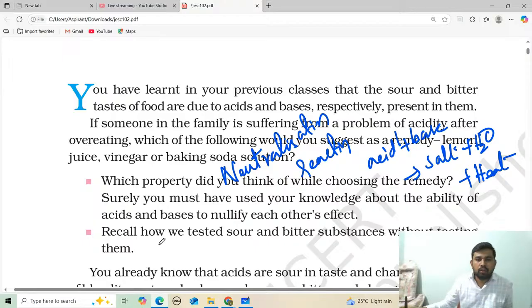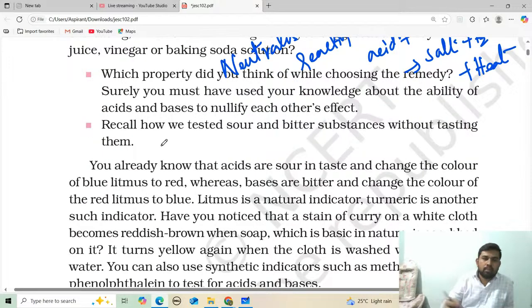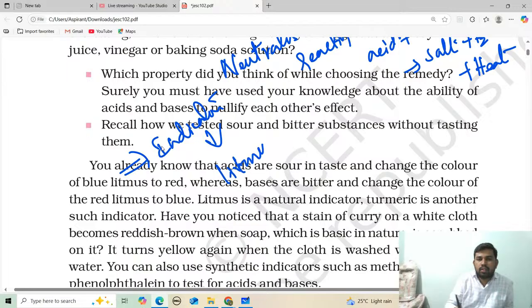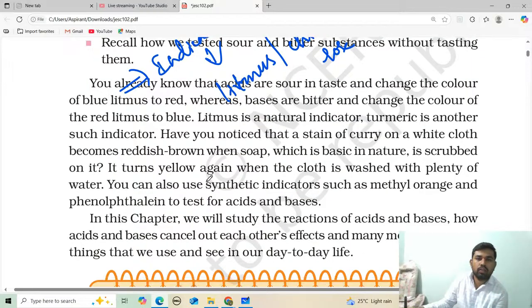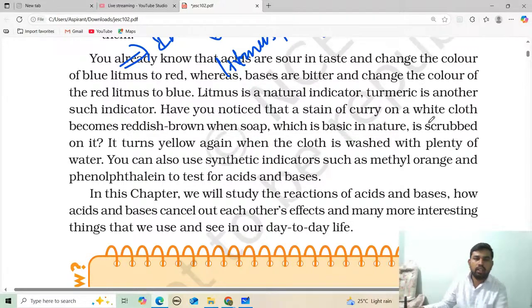Okay. Next, recall how you tested sour and bitter taste substances without tasting them. As we discussed, they are talking about something called indicators. We discussed in seventh class what you mean by indicator. Generally, in that class, we talked about litmus indicator, and one more, China rose indicator. You already know that the substances change color, litmus blue and red. So they are talking about indicators first.